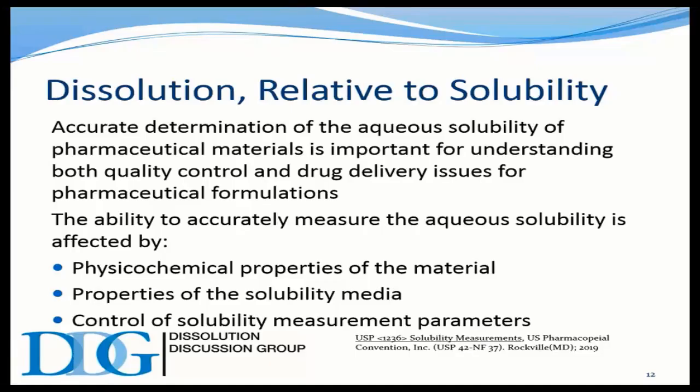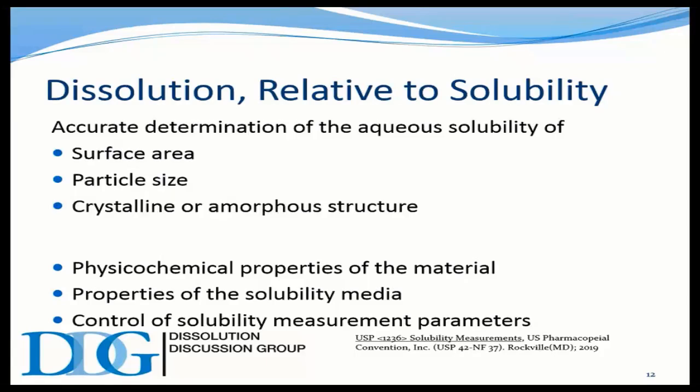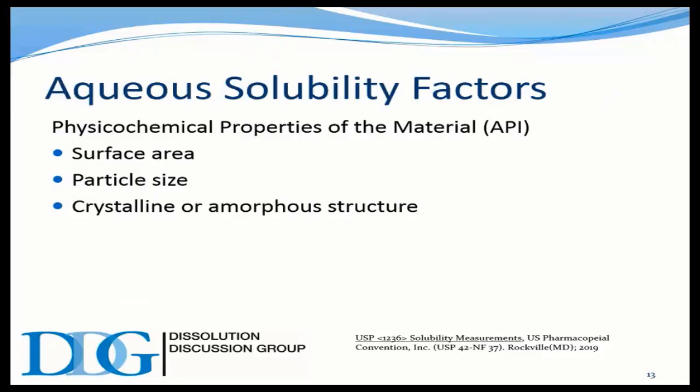So the three things to basically look at here, and these are described in that chapter 1236, are the physicochemical properties of the material, the API, the properties and solubility of the media, and the control of solubility measurements. I'm not going to go into particular detail on any of these, but just a high-level view of what we mean by physicochemical properties of the API.